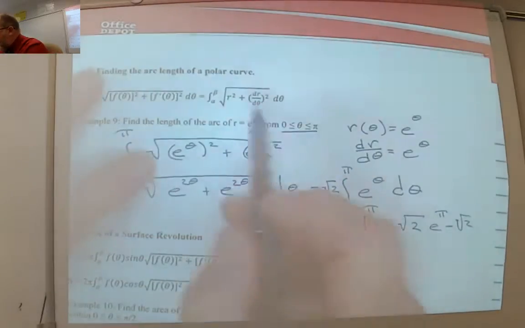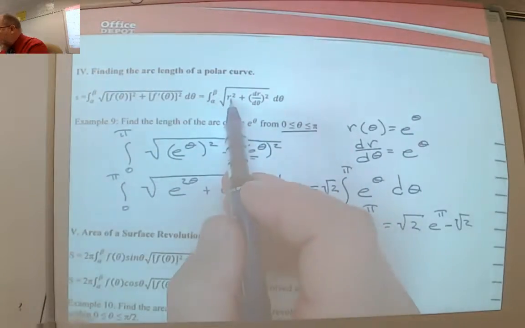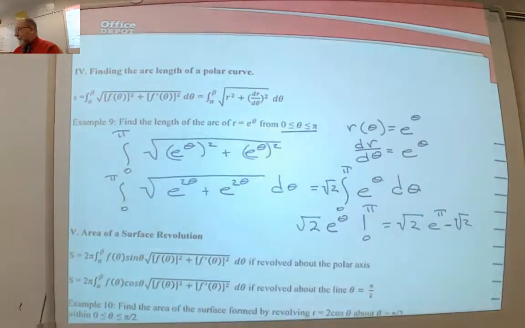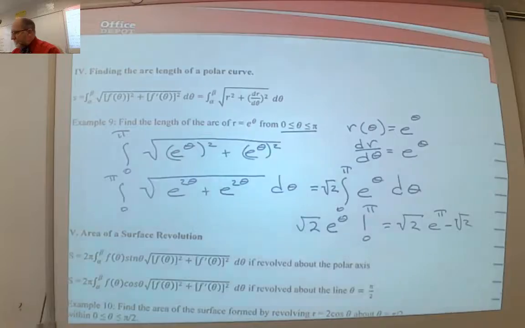Again, the formula for arc length is you just square r, figure out its derivative, and square that. And it's the square root. You just keep it like that. You don't have to go further. Nope, you're done.